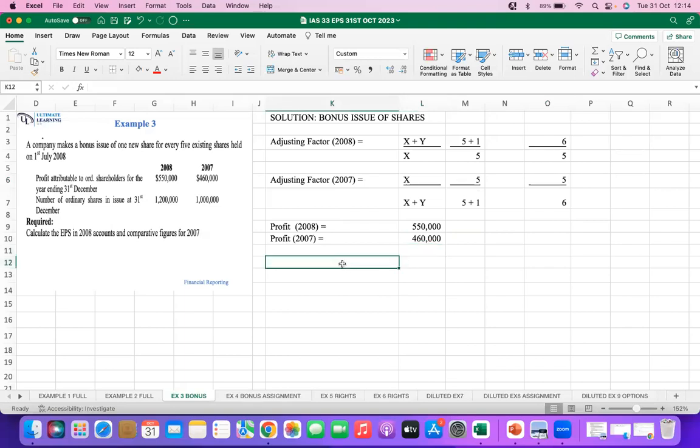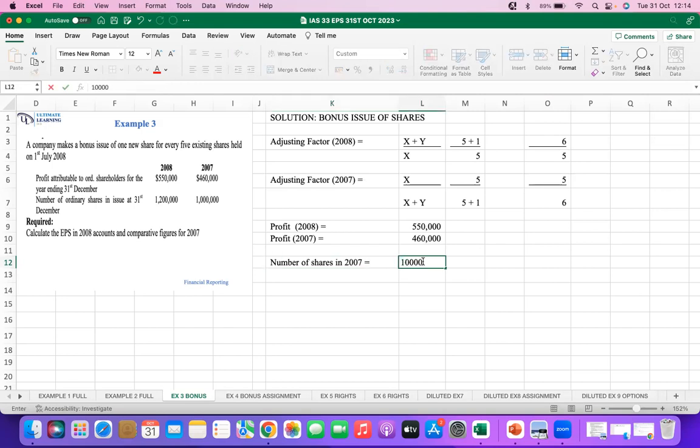And then we can have number of shares in 2007. What are our number of shares in 2007? 1 million. So our number of shares is 1 million shares. And then finally, because there was no new issue of shares in 2007 but in 2008 there was a new issue of shares, we will calculate the weighted average number of shares in 2008.